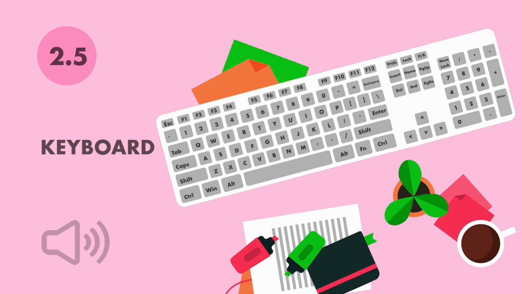Arrow keys or cursor control keys. There are 4 arrow keys which move the cursor up and down, left and right. They are also called cursor control keys. Backspace key. This key deletes the letters or numbers located to the left of the cursor. You can also call it the eraser of the keyboard.